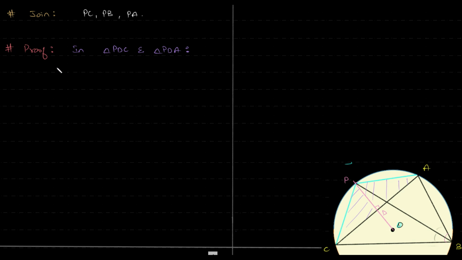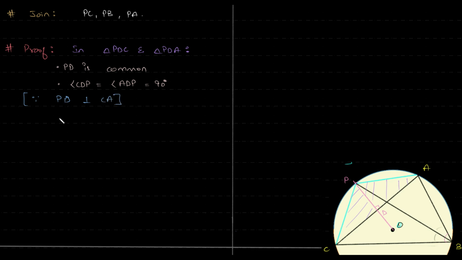What is happening? PD is common. This conversation will end up showing that those two triangles are congruent. Next, angle CDP is equal to angle ADP. Both are equal to 90 degrees. But why? Because PD is perpendicular to CA.